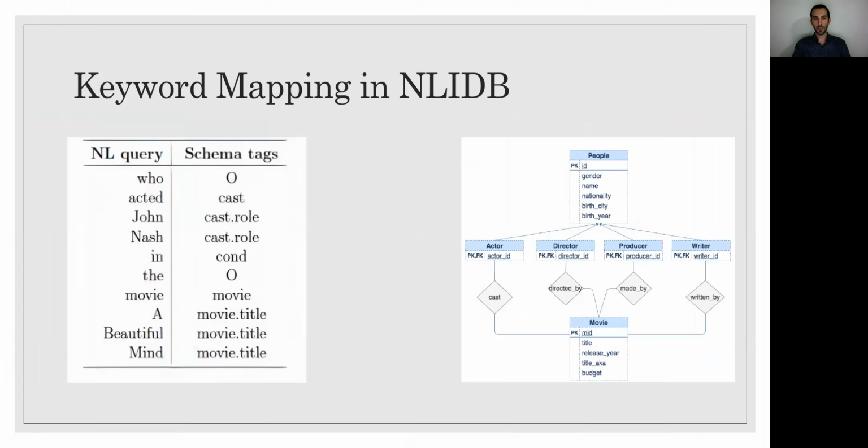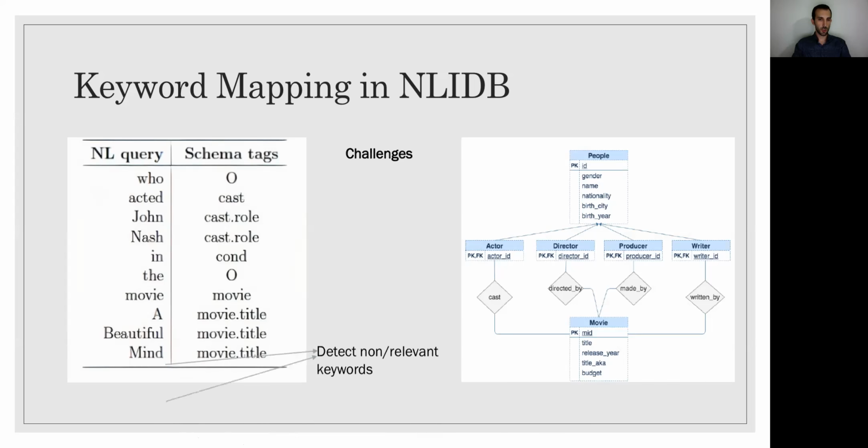Here you can see an example of a keyword mapping scenario in a general NLIDB pipeline. Keyword mapping refers to the problem of finding schema tags for each token in the input query, and here you see an example input query and its associated ground truth schema tags. So let's see the challenges posed by this particular query.